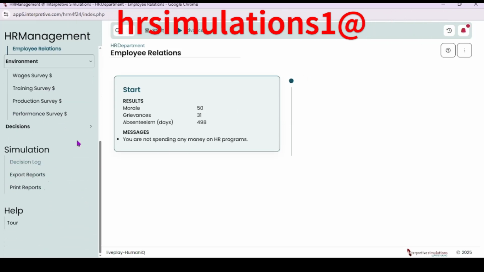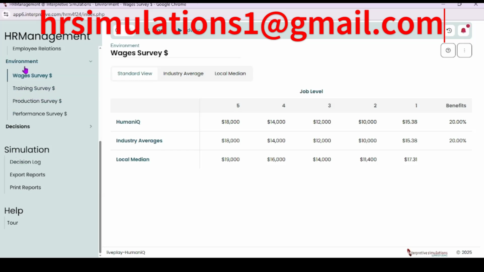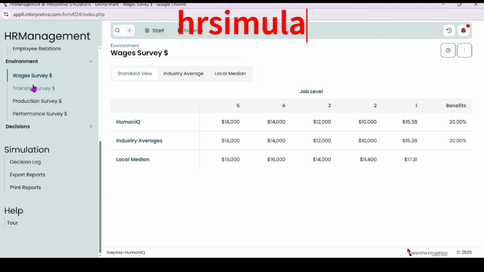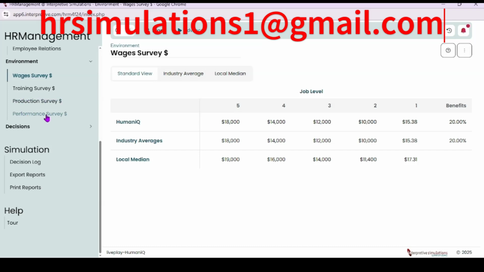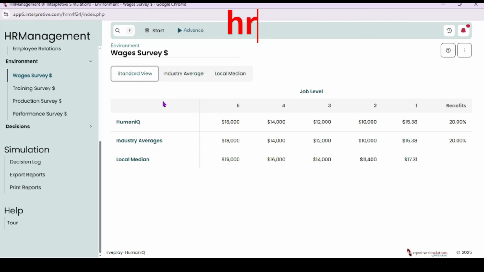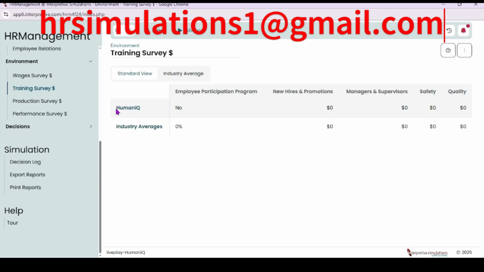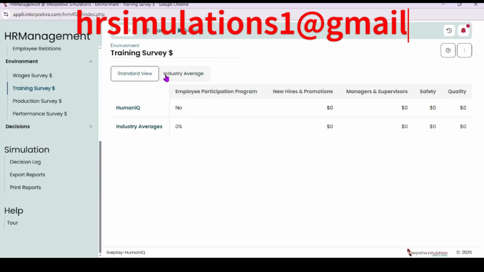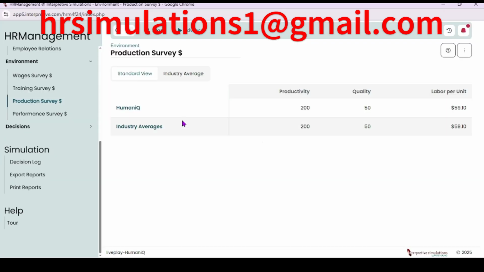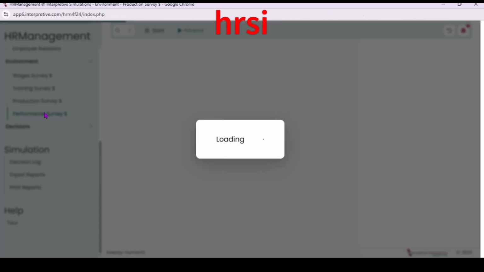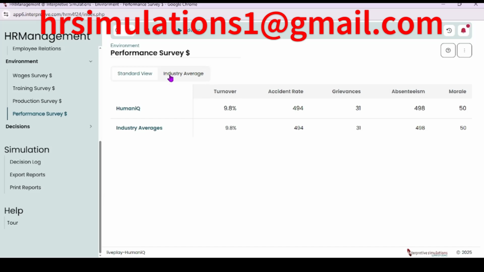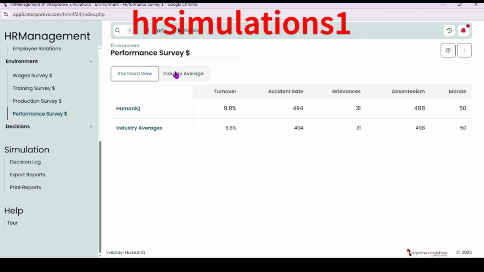So the next part is actually the environment. Now the environment, we have four things to talk about: the wage survey, training survey, production survey, and performance survey. When you talk of the wage survey, remember our company is called Humanic. We can see the industry averages, the local median, and the standard view under the wage survey. Next is the training survey, where you can see the standard view and the industry average of the training. Then we have the production survey, where you also compare the standard view and the industry average. Lastly, the performance survey. Also, you can compare the standard view and the industry average in your company.